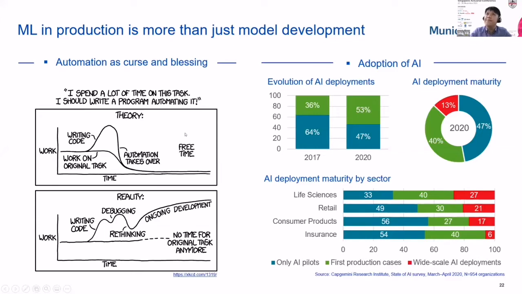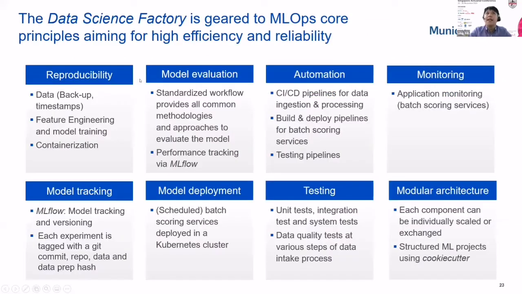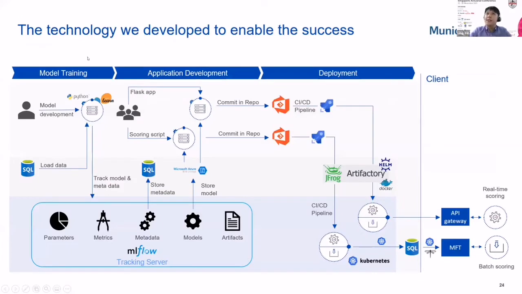So it seems like machine learning operation is not ready in the insurance industry. Here, the data science factory is our in-house software framework. We're trying to achieve these few targets: reproducibility, being able to evaluate the model in real time, automating the whole thing, monitoring, doing the testing, and having a modular architecture. This is the technology we developed to enable the success.